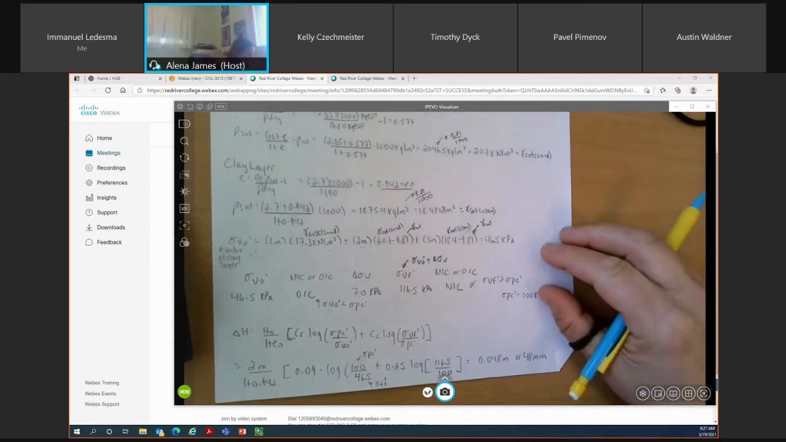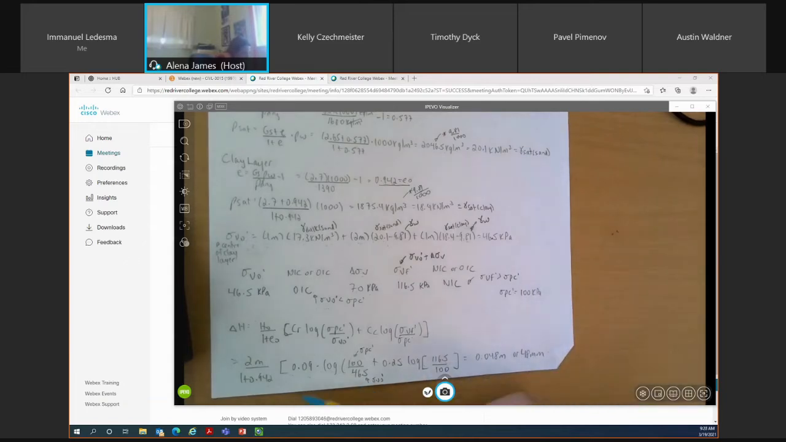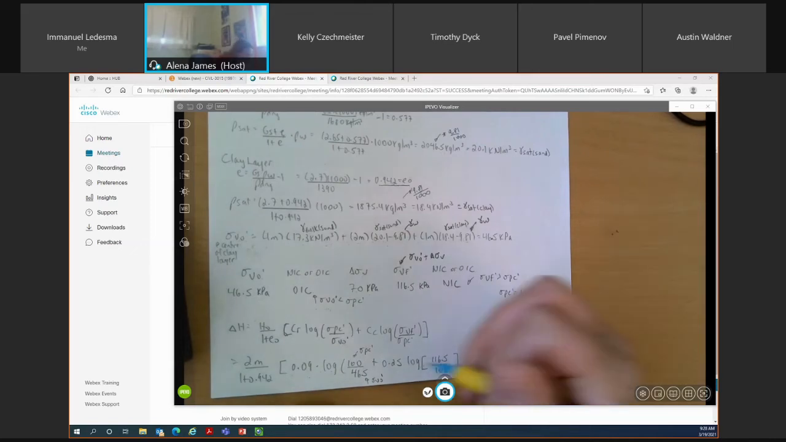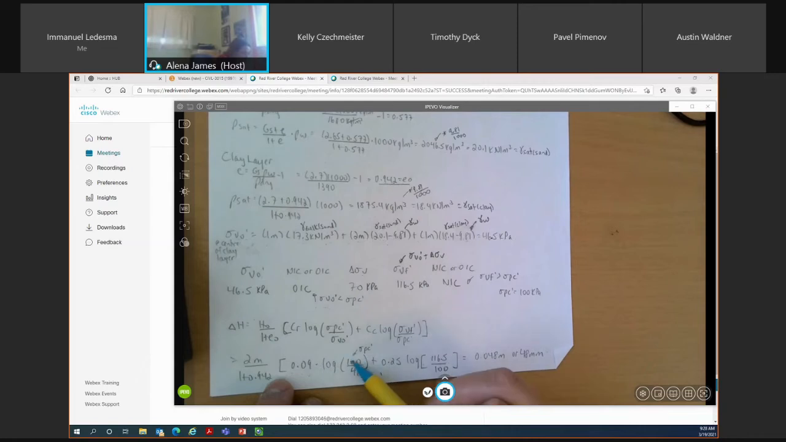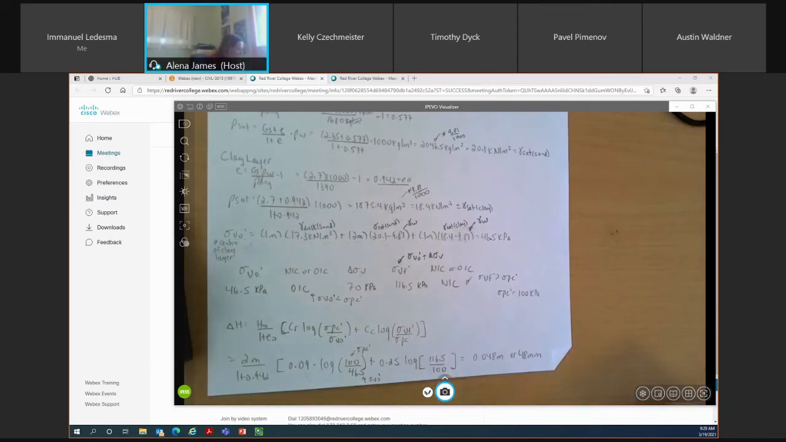Or did they forget to give CR? Well, CR we're just assuming is 0.09. And CC is 0.25. So our CR is 0.09. We know our pre-consolidation pressure is 100 kPa, and we know our initial effective stress is 46.5. These are the parameters that we use in the equation here. And then we add our CC value, which is 0.25, times the log of our final effective stress divided by our pre-consolidation pressure. CR was just missing, Jonah, but it would always be given.